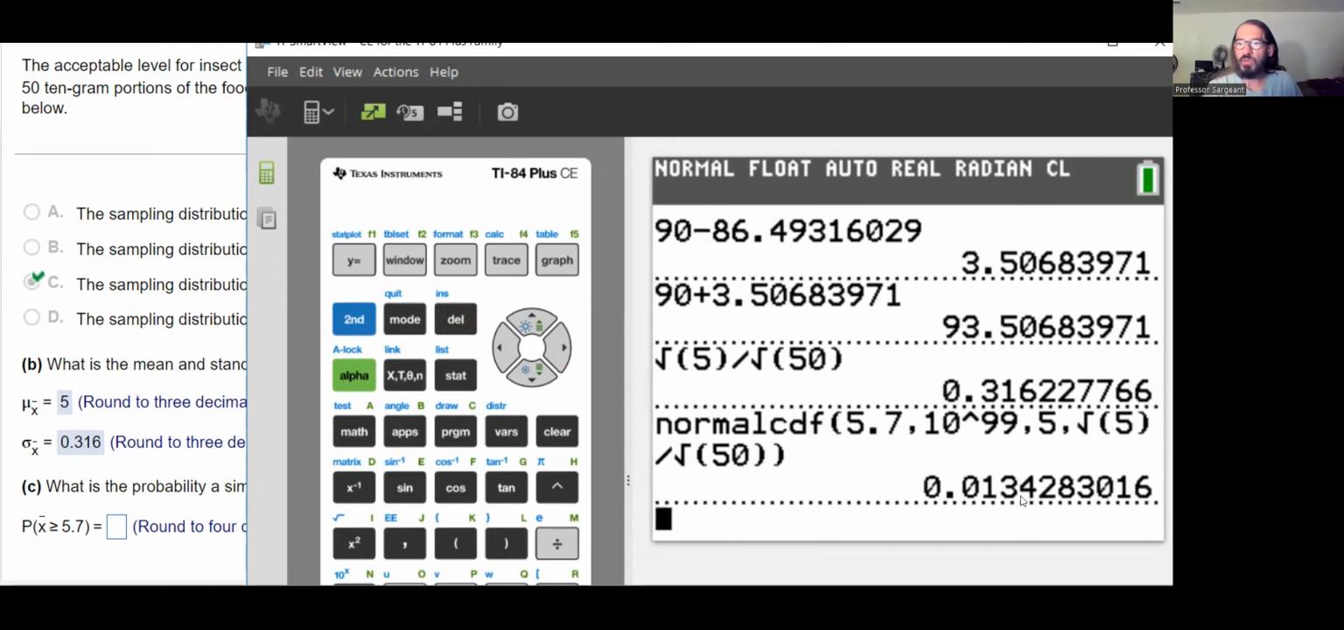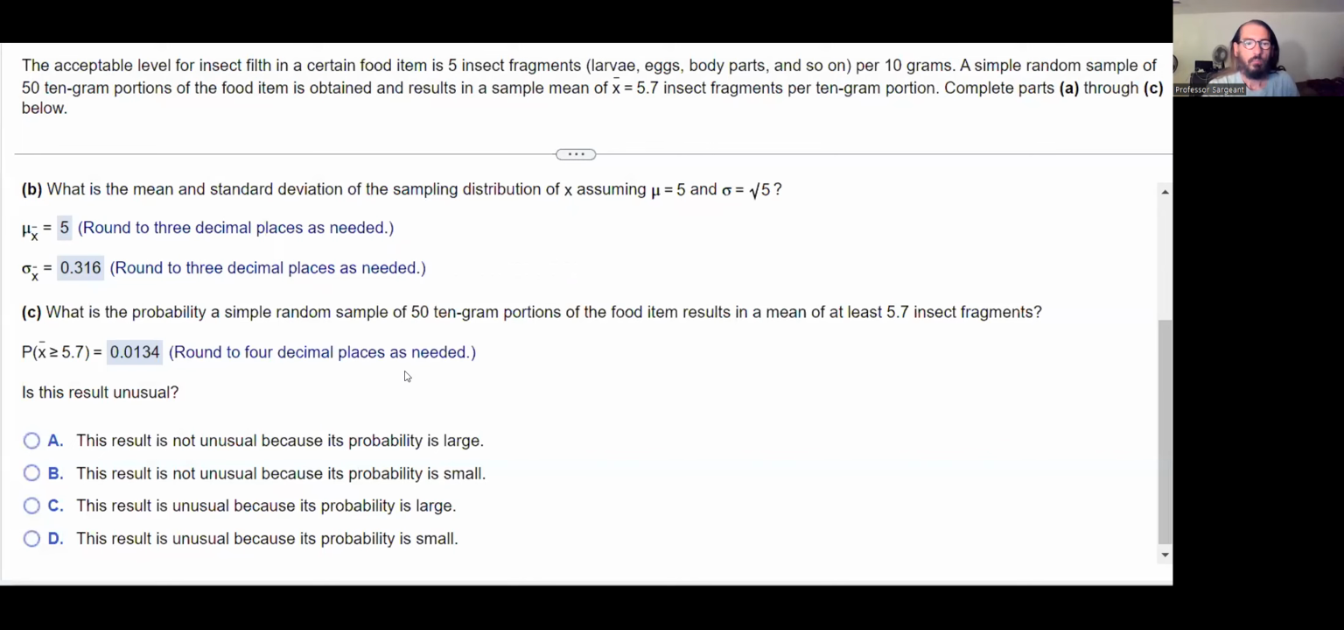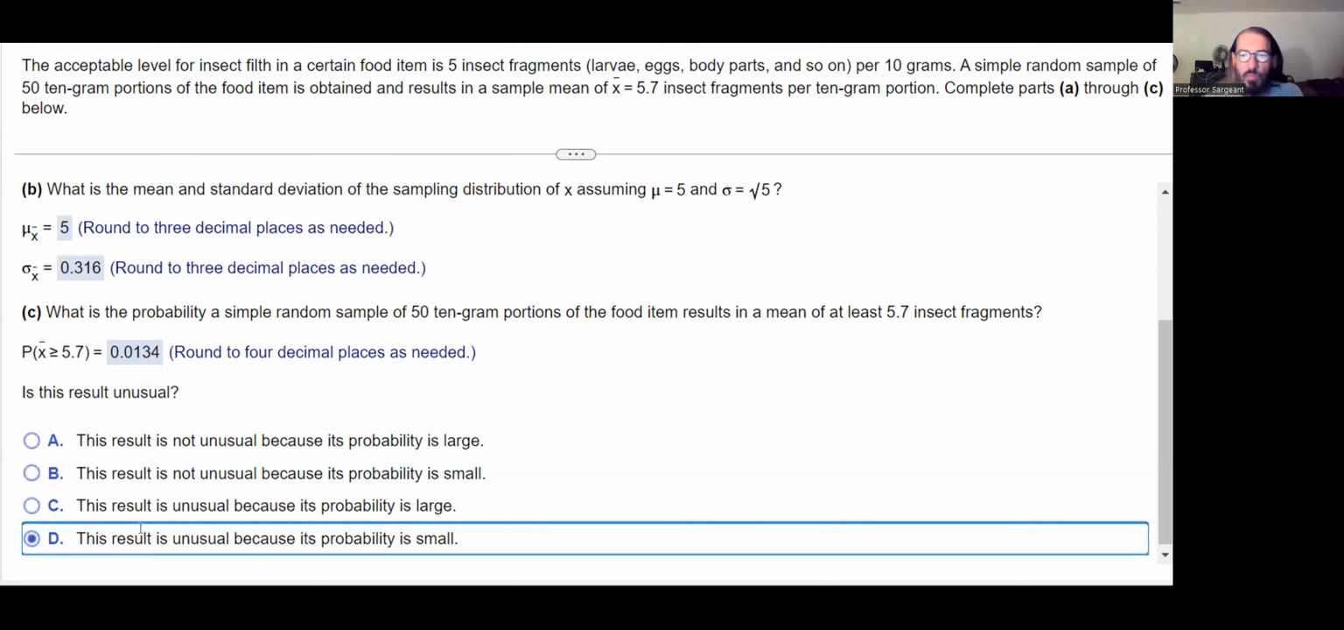And rounding to 4 places, the 10,000ths place, that 2 right after the 4 would cause us to round down to 0.0134. This is smaller than 5% or 0.05. It is unusual because the probability is small, smaller than 5% or 0.05.